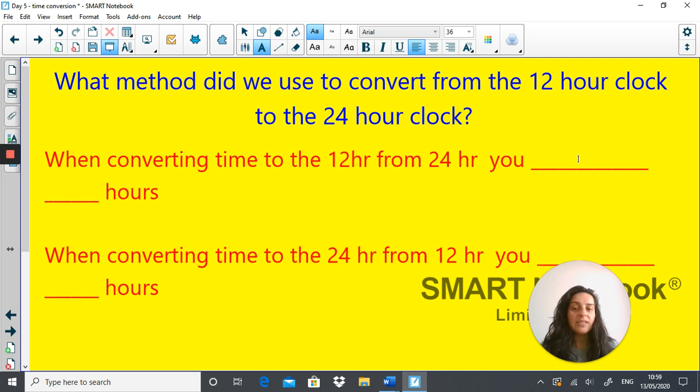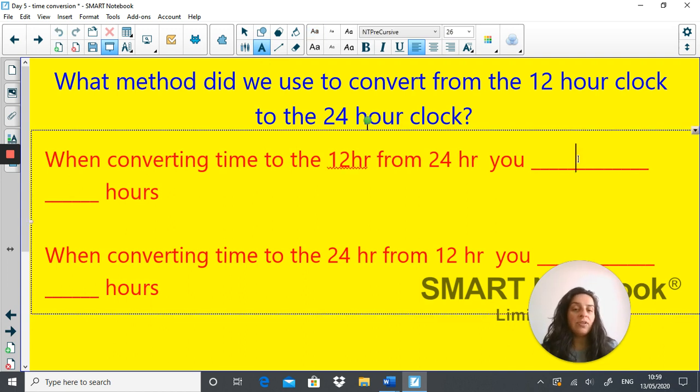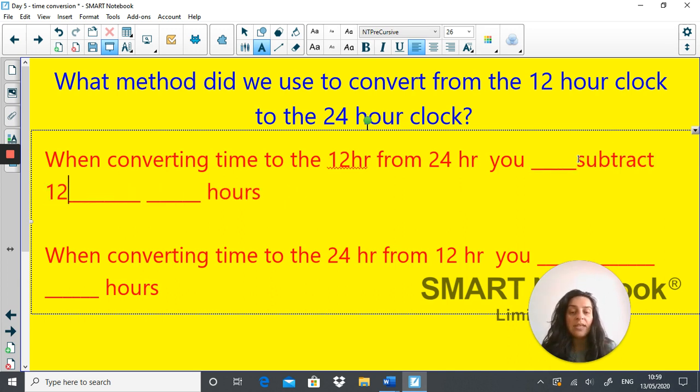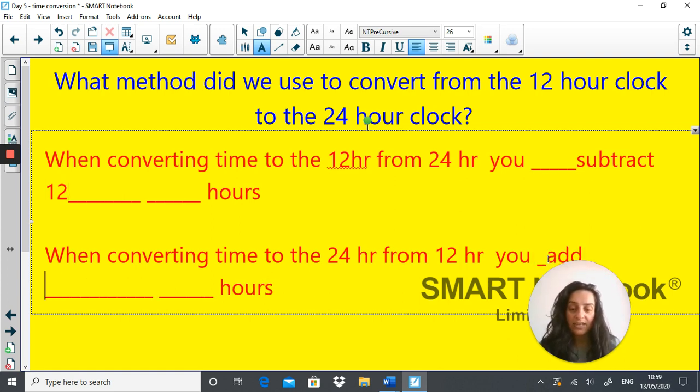So the missing words are, when converting time to the 12-hour clock from the 24-hour clock, you subtract 12 hours. And when converting time to the 24-hour clock from the 12-hour clock, you add 12 hours. Good.